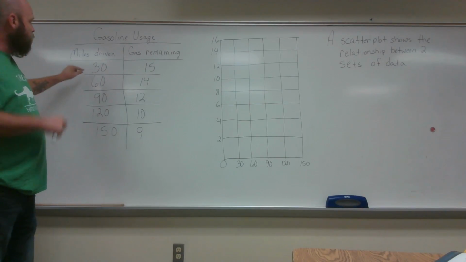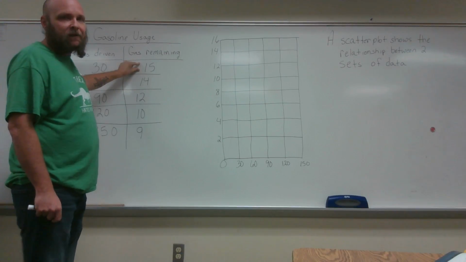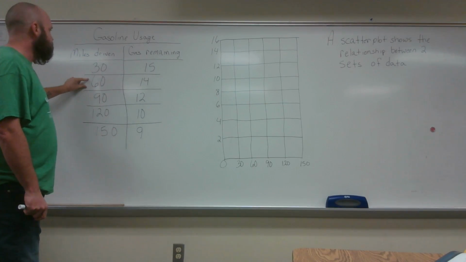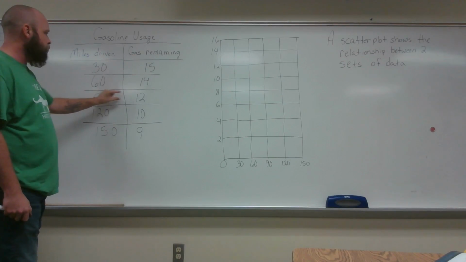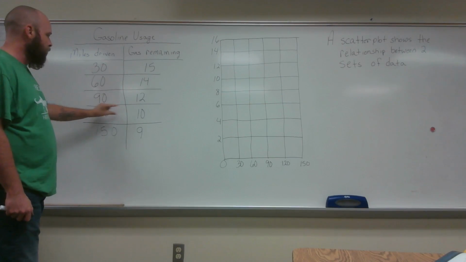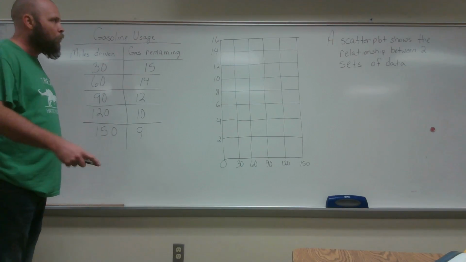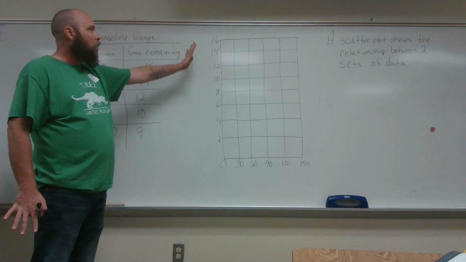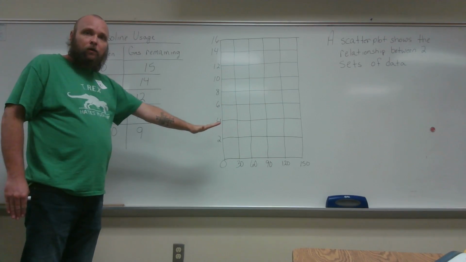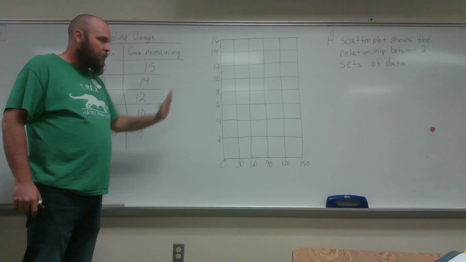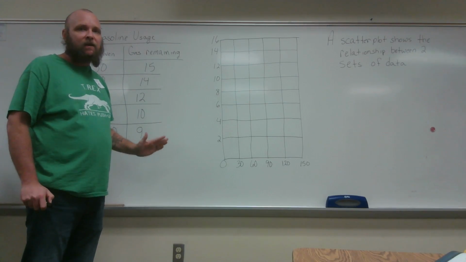So looking at our chart, if you've driven 30 miles, you have 15 gallons left. 60 miles, you have 14 gallons left. 90 miles, 12. 120 miles, 10. 150 miles, 9. And we're going to graph that on what looks like a coordinate grid. It's the same way as a coordinate grid. You go horizontal and then vertical, the x-axis and then the y-axis. So you graph it the exact same way.